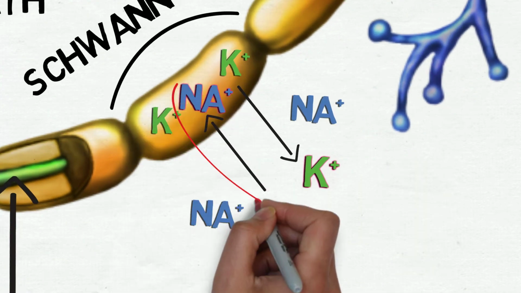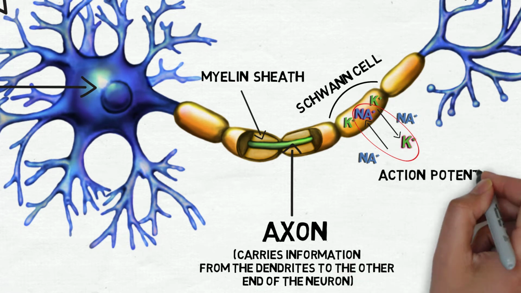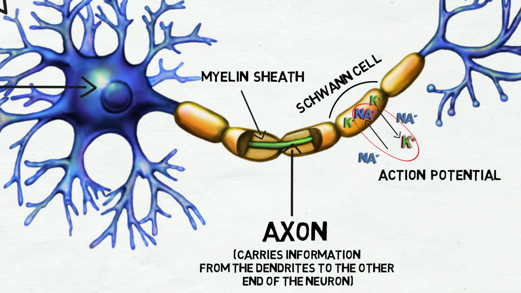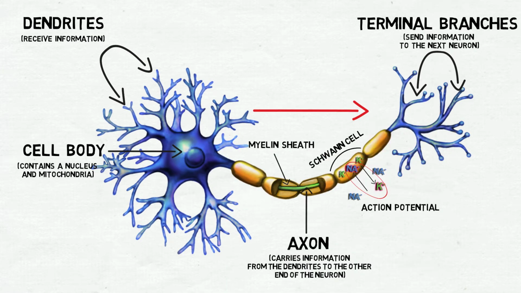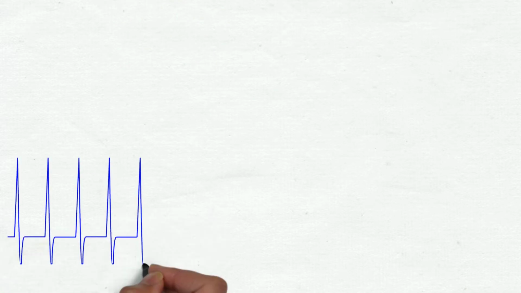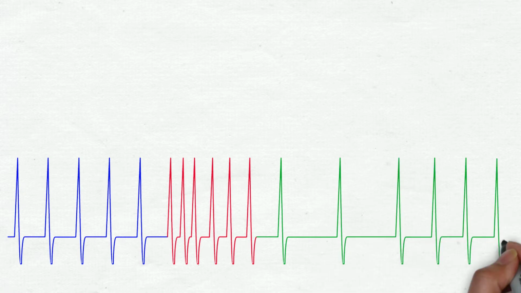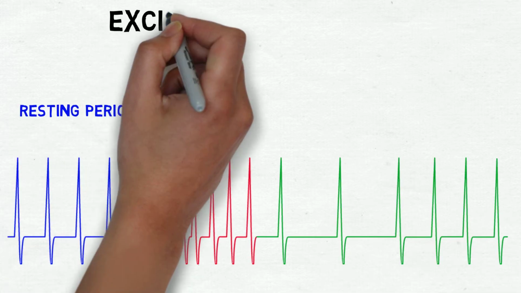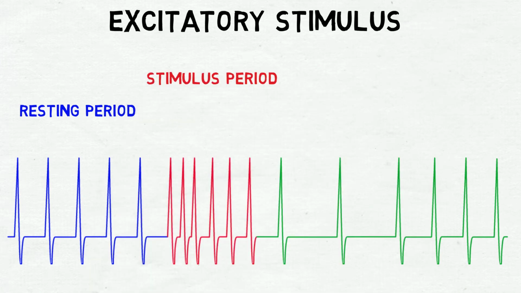The change in concentration of sodium and potassium ions within and outside the cell forms the action potential. The concentrations are restored as the action potential travels along the nerve fiber from the cell body to the terminal branches. The rate at which action potentials are generated can increase or decrease depending on whether the stimulus is excitatory or inhibitory. An excitatory stimulus will increase the rate at which the neuron generates action potentials.